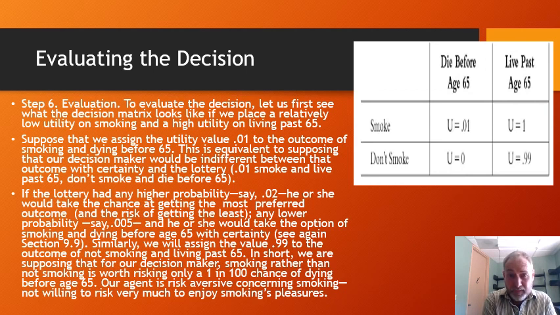So now that we've got our values laid out there, what we're saying here is, on this Ramsey method, if the lottery had any higher probability, say there was a 2% chance that you could smoke and live past 65 on our little lottery, you'd choose the lottery. That's what we're saying. And any lower, then you'd for sure take the option of guaranteed smoking and dying before 65. So anyways, that's how we're assigning the values.